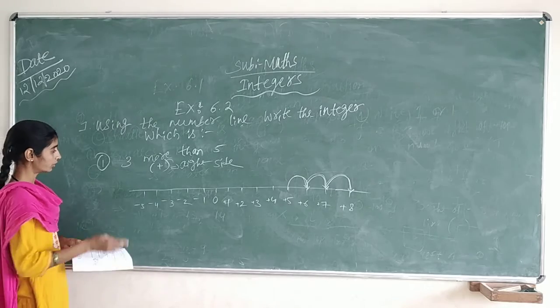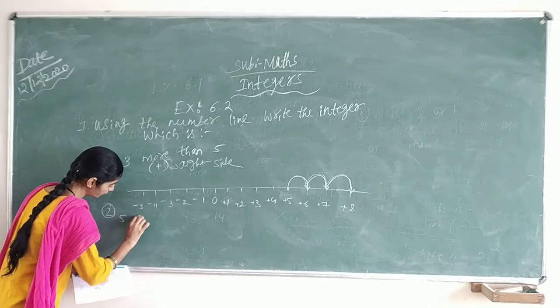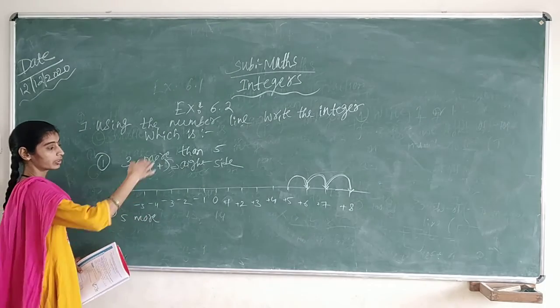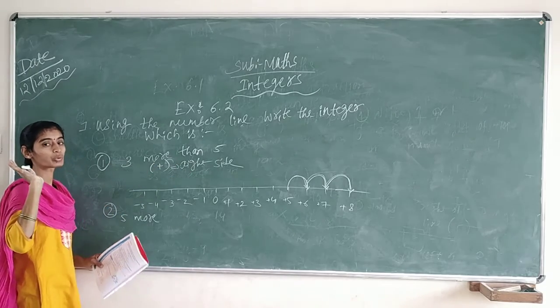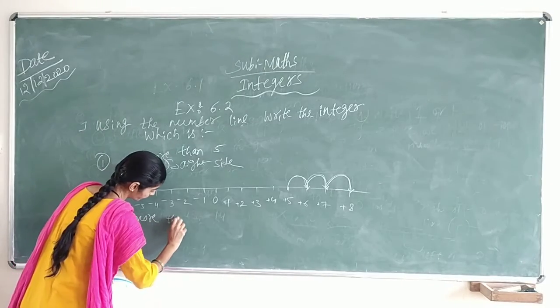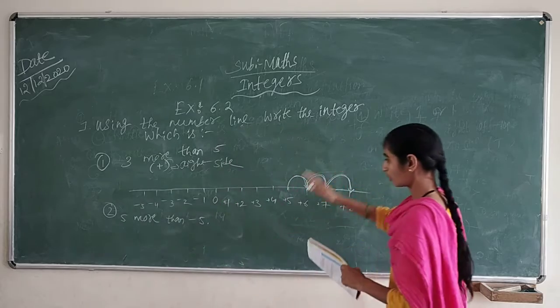Okay. The second one, you need to try on your own. I am not going to give it. Only logic you have to think. More means you have to move to the right side. That logic you have to use. How will we do it? 5 more than -5. You have to try this on your own.